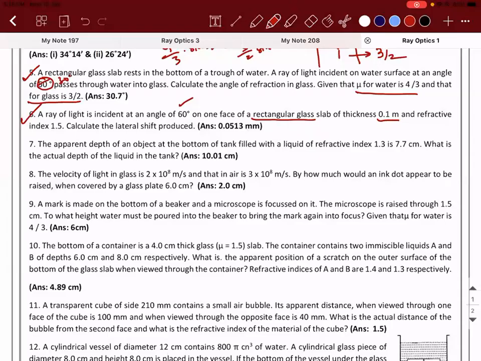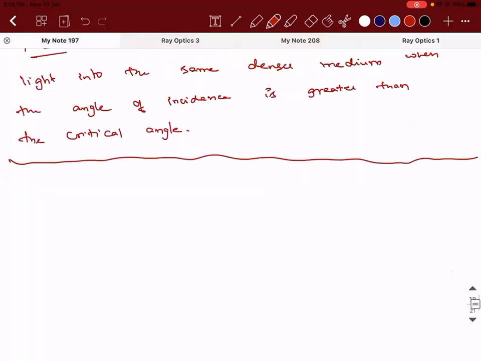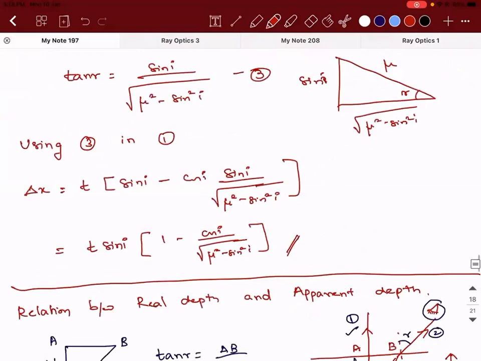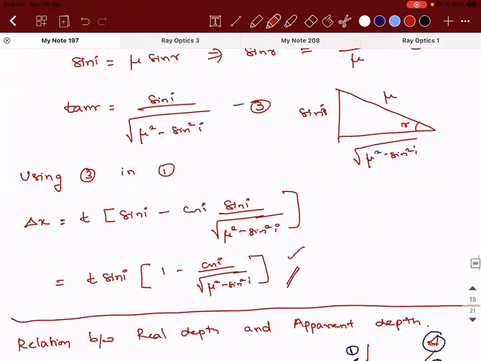So what is the answer for the sixth one? There is a ray of light which is incident at an angle of 60 degrees on one face of a rectangular glass slab of thickness 0.1 meter and refractive index 1.5. Calculate the lateral shift produced. So how are you going to calculate it? What is the formula for it? Last class I derived it, right? So this is the one: t times sin i into 1 minus cos i divided by root of mu square minus sin square i. Correct?